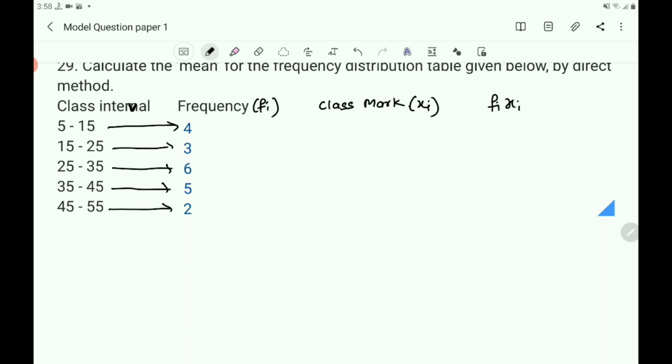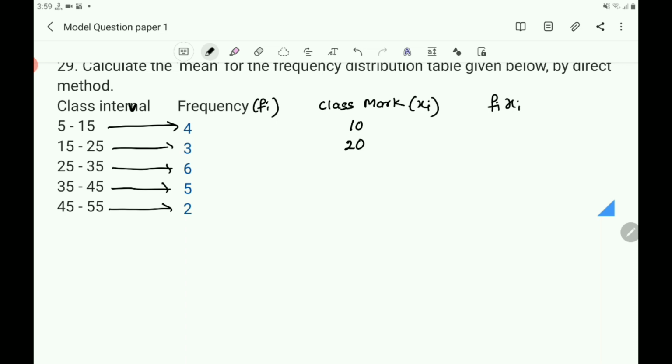Now you know the method of finding the class mark. How will you get the class mark? Lower limit plus upper limit divided by 2. That is 5 plus 15, which is 20. 20 by 2 is 10. Then 15 plus 25 by 2: 15 plus 25 is 40. 40 by 2 is 20.